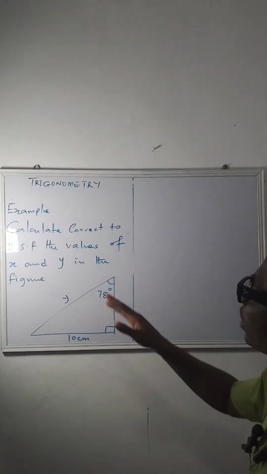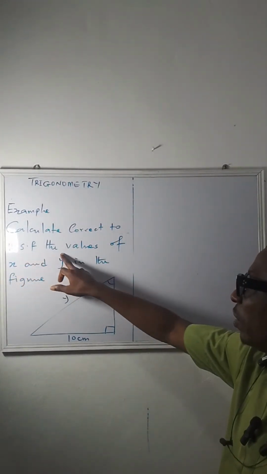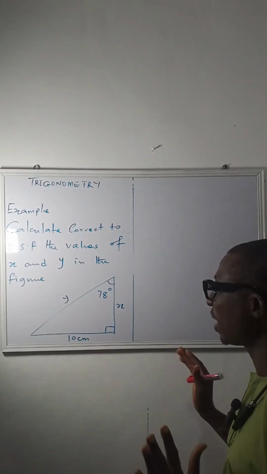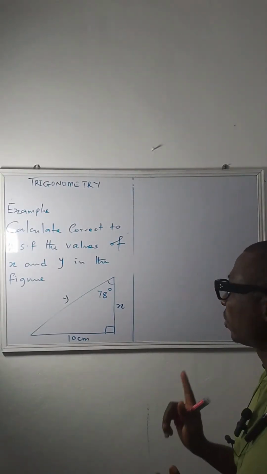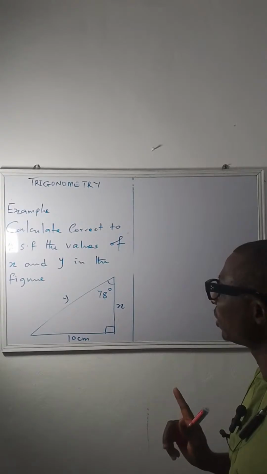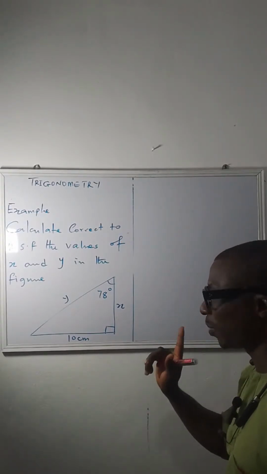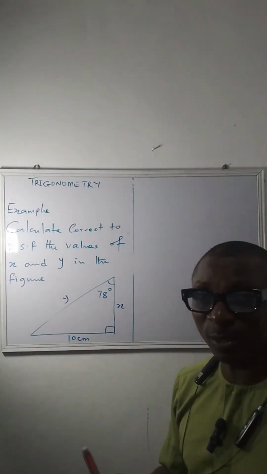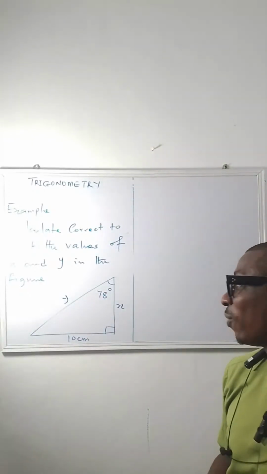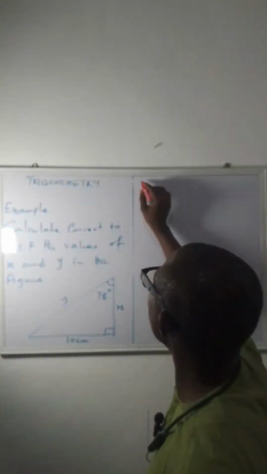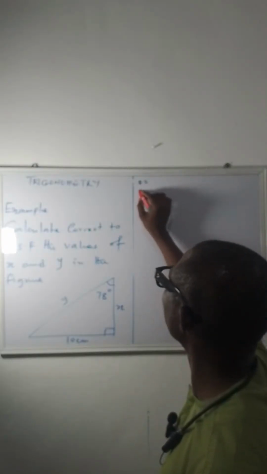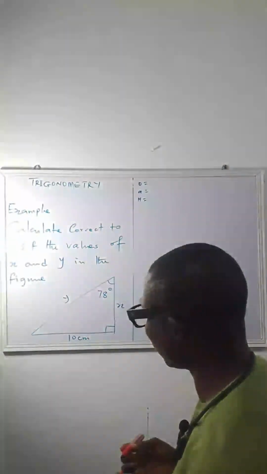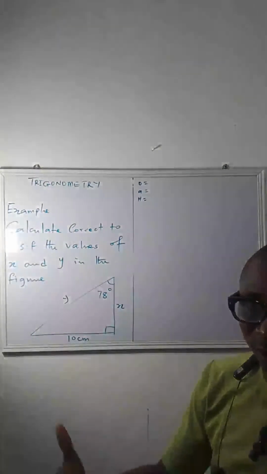Now, the question says calculate to two significant figures the values of x and y in the figure. Look at this figure. It's a right angle triangle. The first thing you must do is to identify your opposite, your adjacent, and the hypotenuse. Before I solve this problem, I need you to tell me what is the opposite, what is the adjacent, and what is the hypotenuse. Let's say opposite is O, adjacent is A, and hypotenuse is H. Can you drop your answer in the comment section, because that is the first thing you need to know.